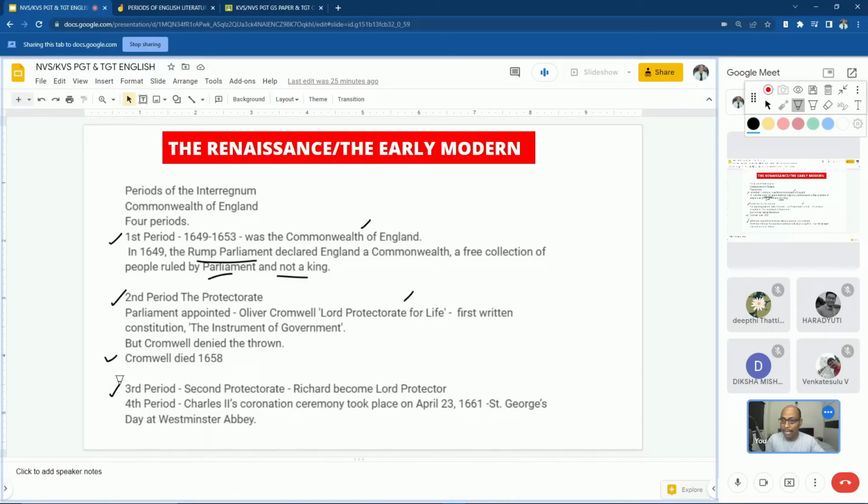And the third period is the second protector. They appointed Richard as the Lord Protector after Cromwell died. And the fourth period is Charles II. The coronation ceremony took place on April 23rd, 1661, at St. George's Day at Westminster Abbey.